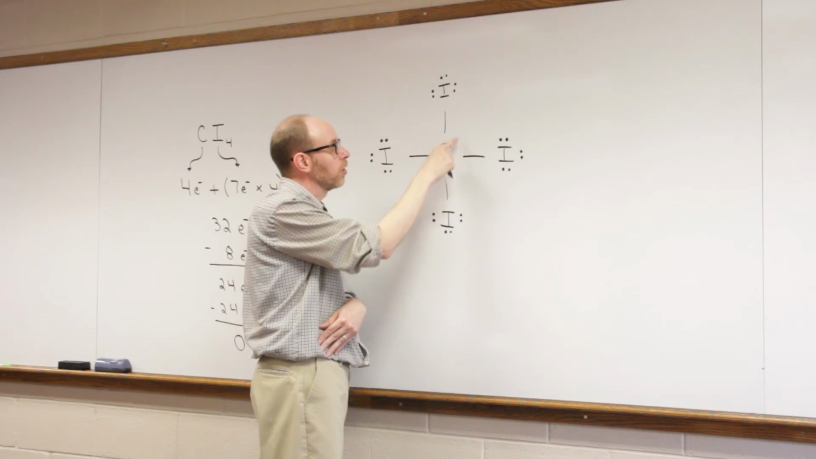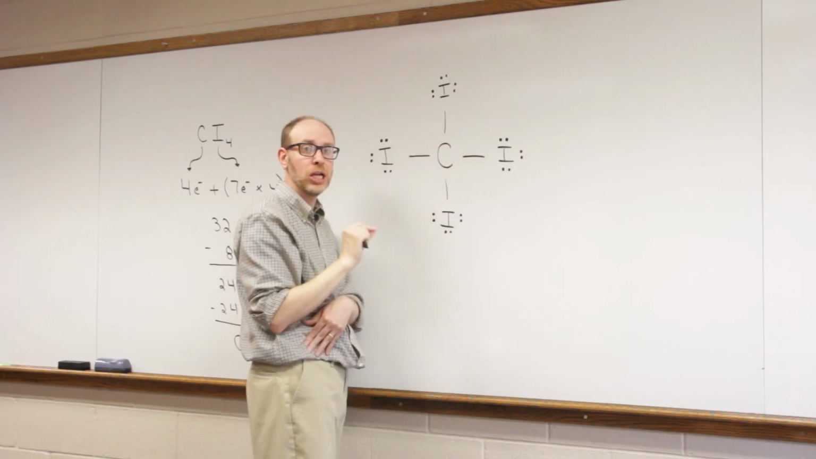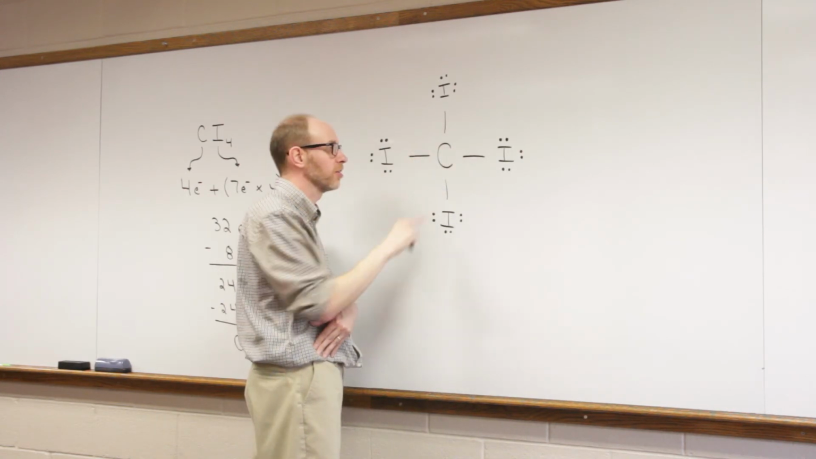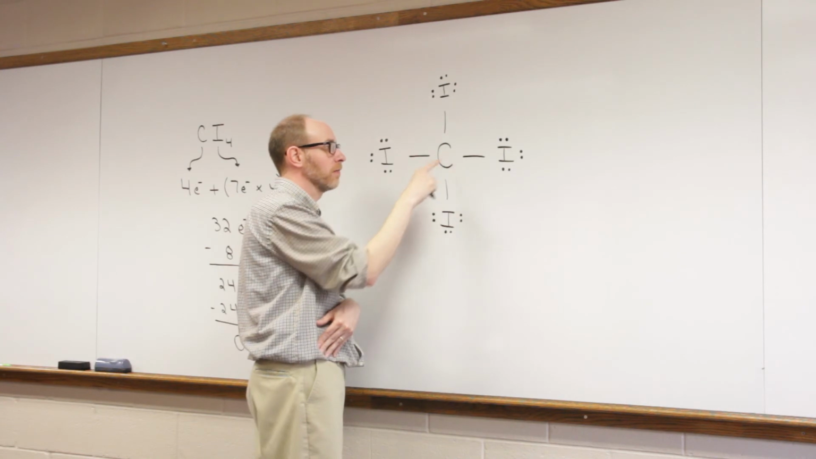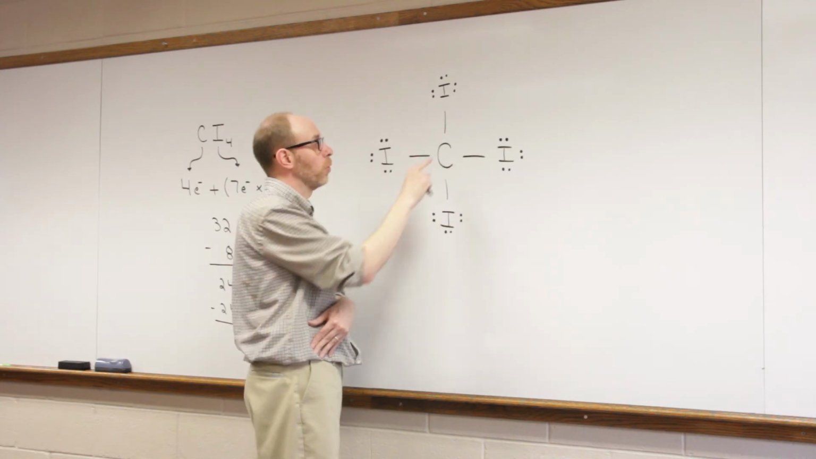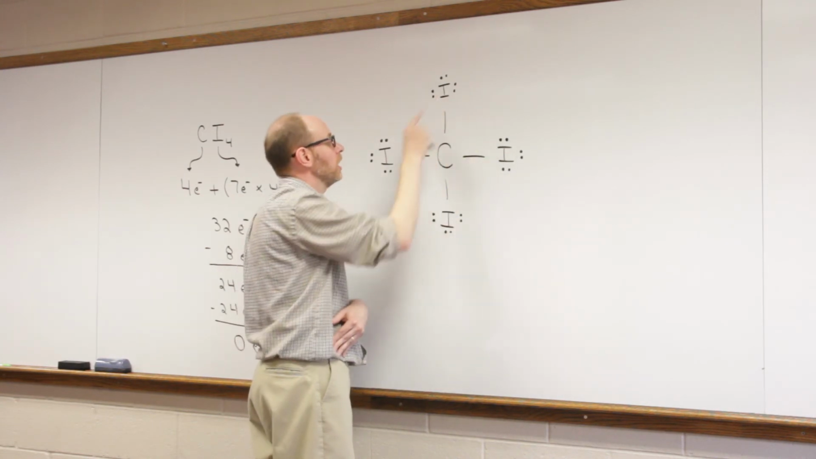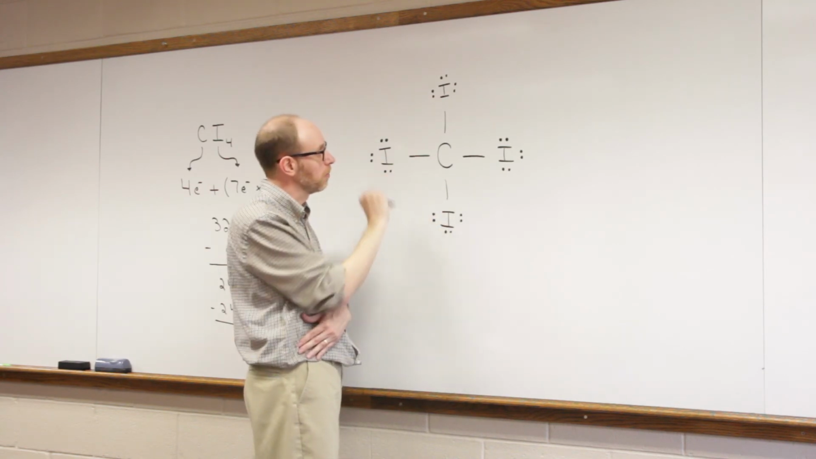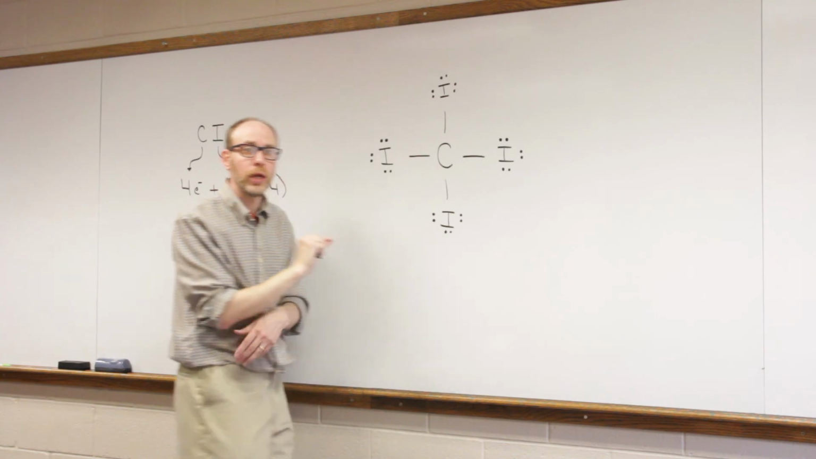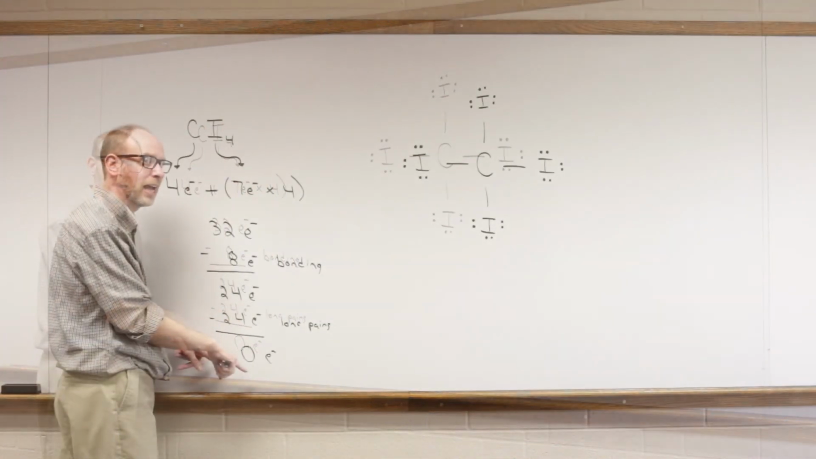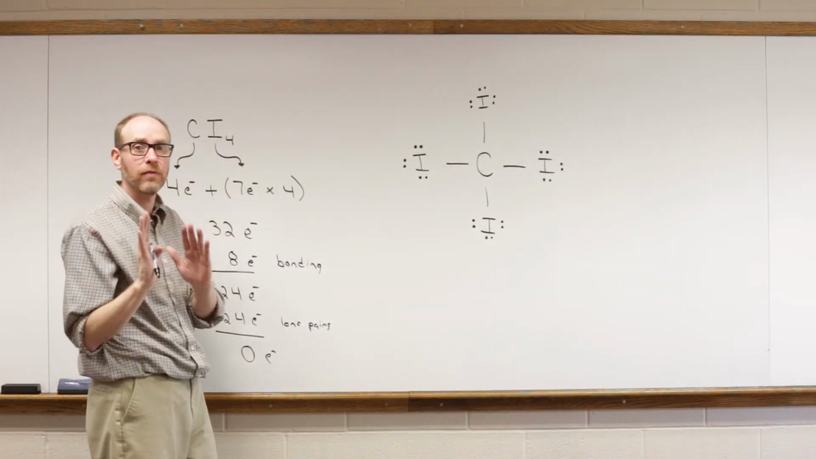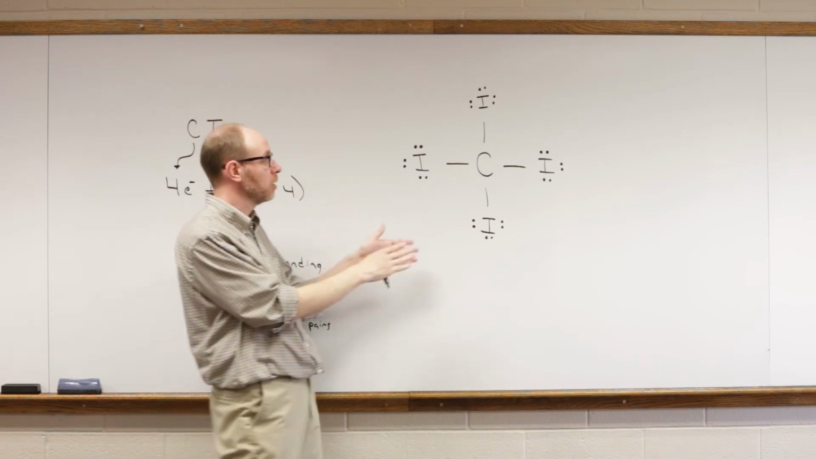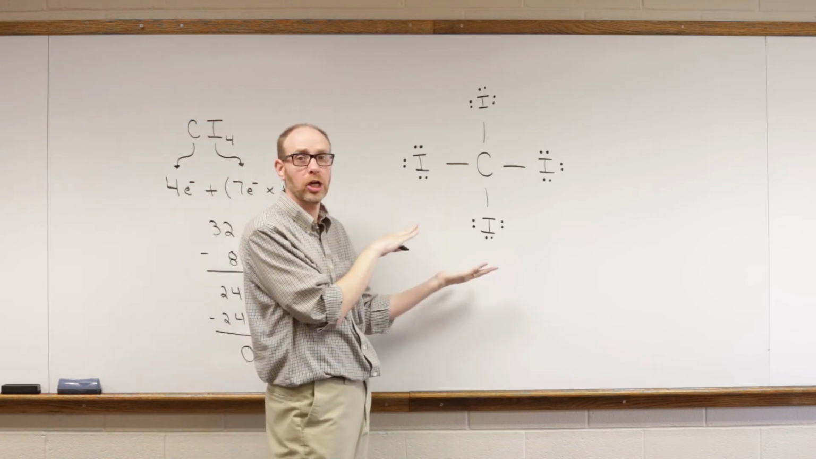2, 4, 6, 8. Remember, each bond is a pair of electrons. That carbon has its octet fulfilled. So we know carbon is good. We know each iodine atom is good. We are set in terms of octet. We are set in terms of number of electrons. And so now we have gotten to the point where we have written what is a valid Lewis structure for this compound.